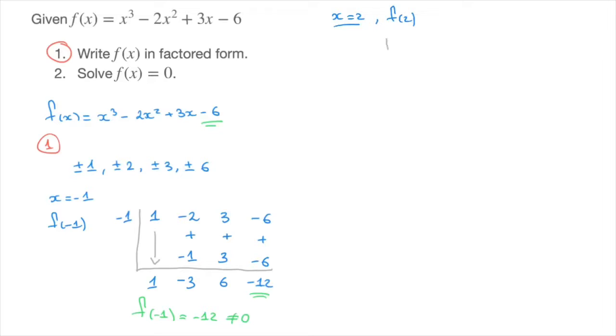Again, I use Horner's method, which I present in a table, looking like this. And at the top of this table, I write the coefficients of f(x) again. So those were 1, −2, 3, and −6.